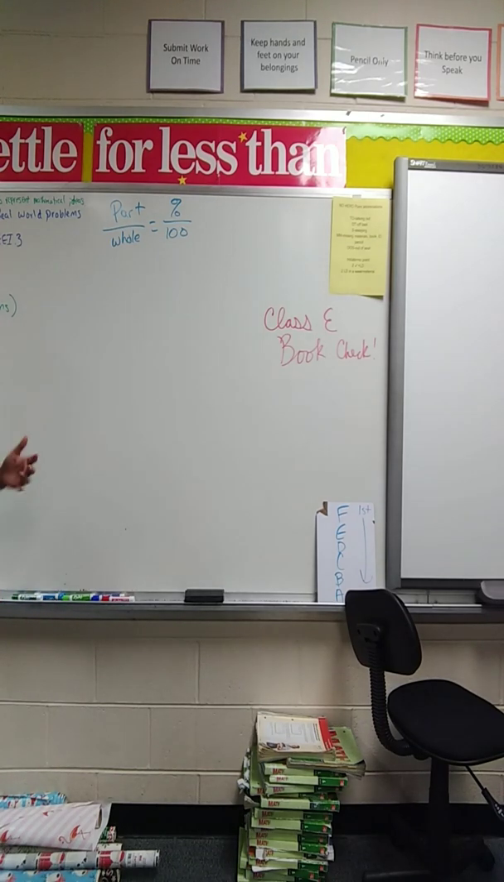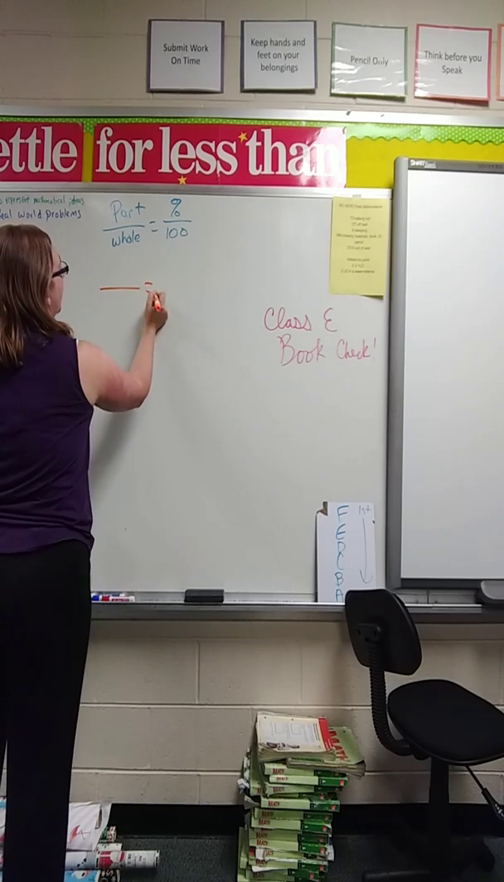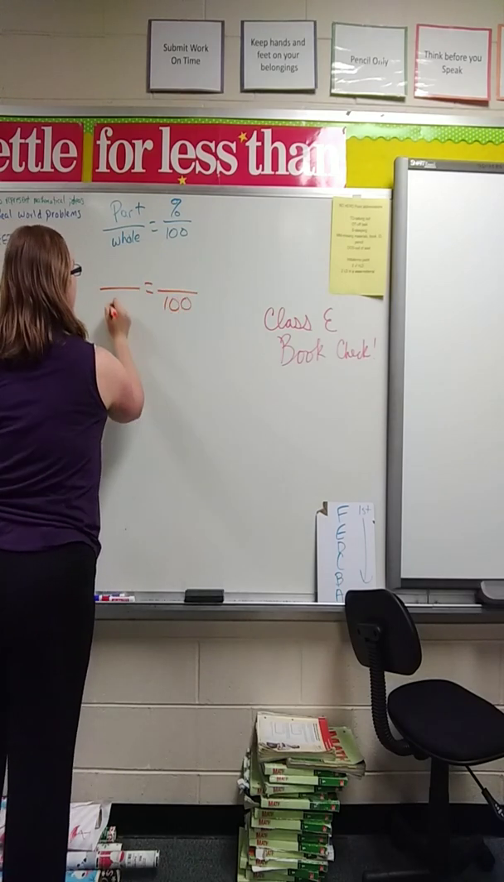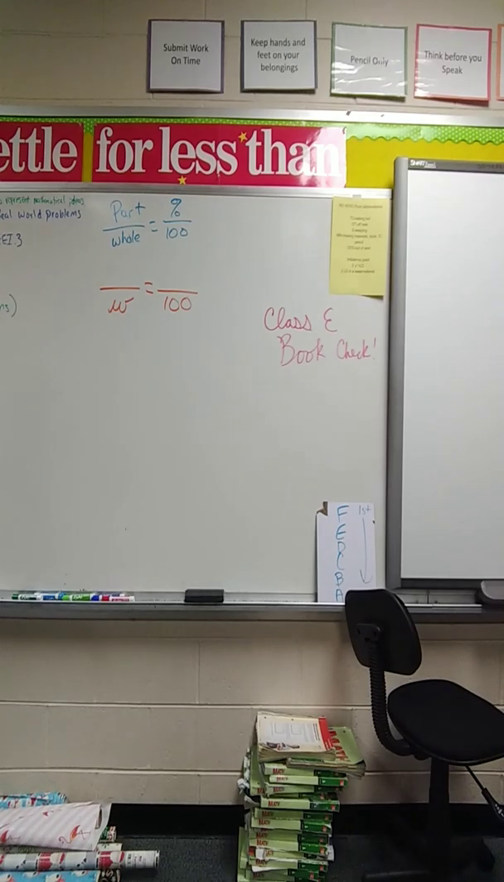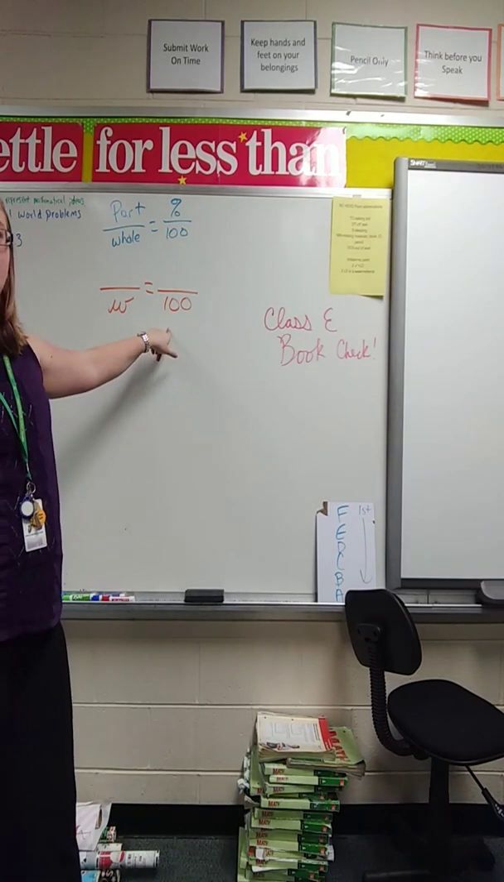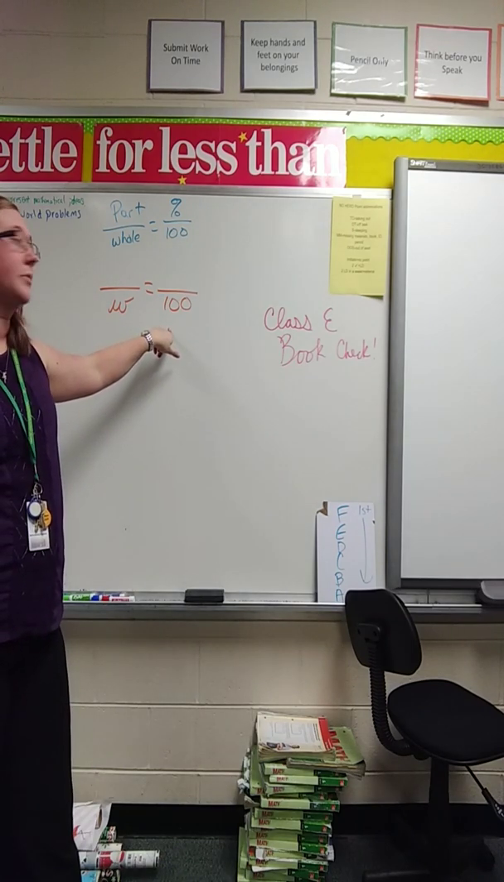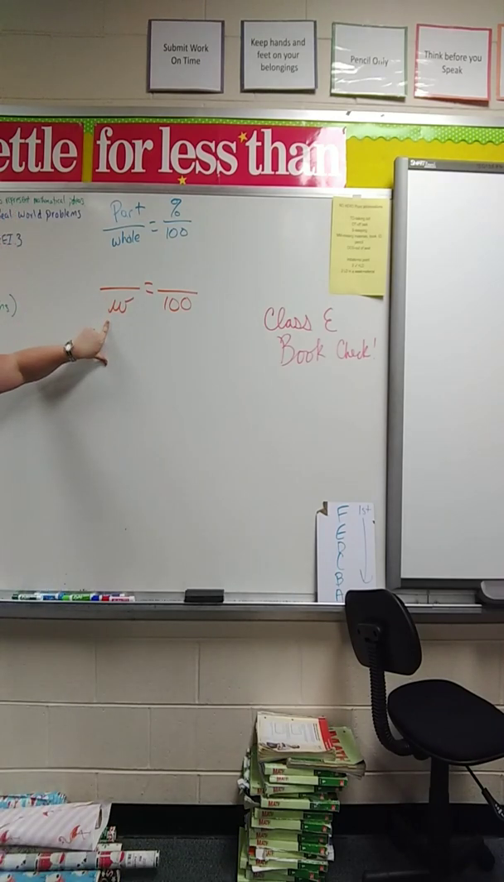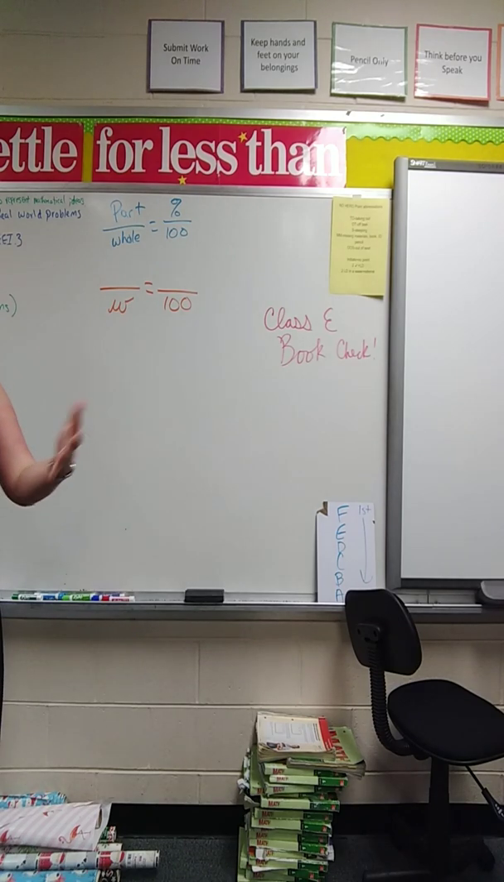We're finding the whole. So can I go ahead and set up my proportion like that? Can I go ahead and do that first? Yeah, because we know the 100 has to be there. Always, no matter what. We know that we're finding the whole, so we need a variable there. I'm going to use the variable W because whole starts with W. Could I use any variable? Yeah. Does it have to be written in lowercase cursive? Yes. All right. What is my part?